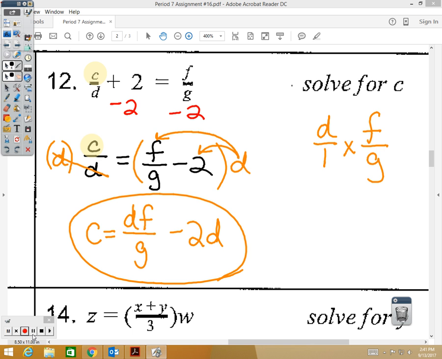I'll do 16. 16, you have to do that reverse distributive property.